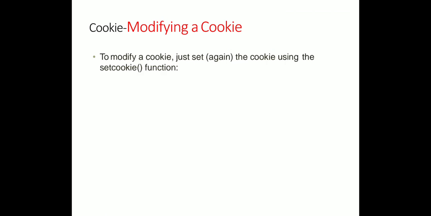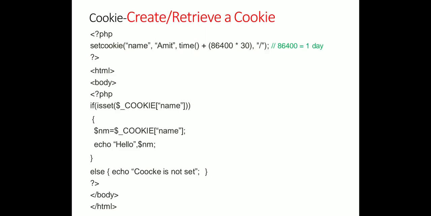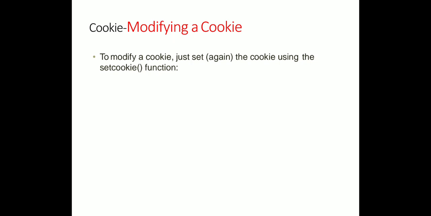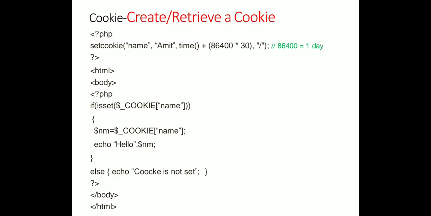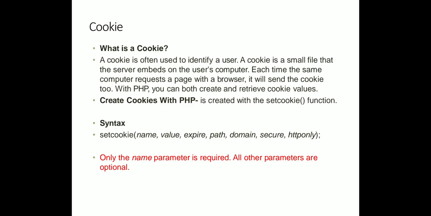Now, modifying a cookie. To modify a cookie, just set the cookie again using the set cookie function. Whatever we have seen so far, how we set the cookie with the set cookie function and the parameters we passed to it, if we want to modify the cookie, we will again use the set cookie function.